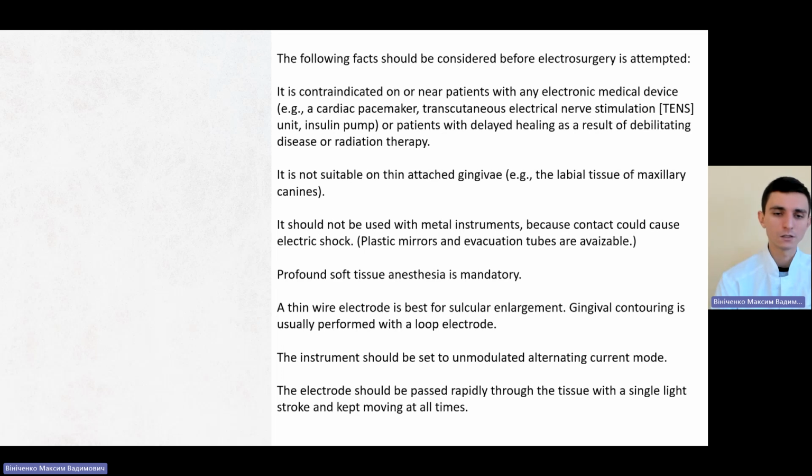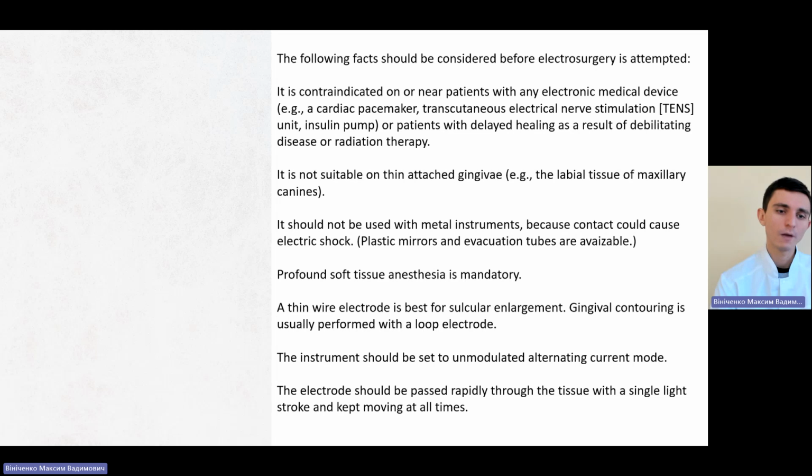The following facts should be considered before electrosurgery is attempted. It is contraindicated on or near patients with any electronic medical device, for example, cardiac pacemaker, transcutaneous electrical nerve stimulator, TENS, insulin pump, or patients with delayed healing as a result of debilitating disease or radiation therapy. It is not suitable on thin attached gingiva. It should not be used with metal instruments because contact could cause electric shock. Profound soft tissue anesthesia is mandatory.